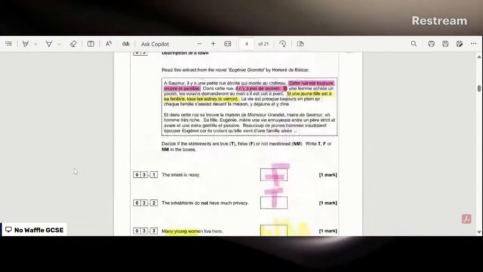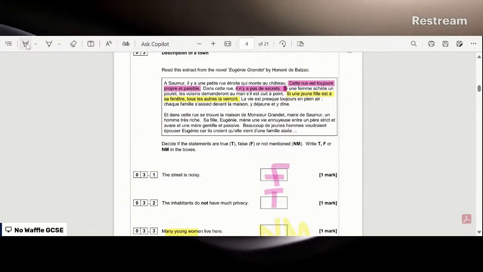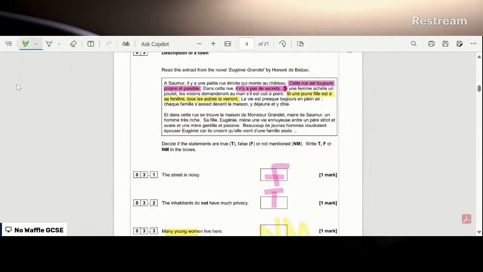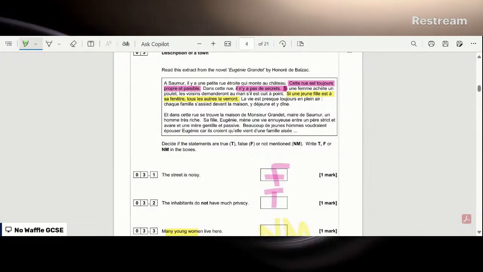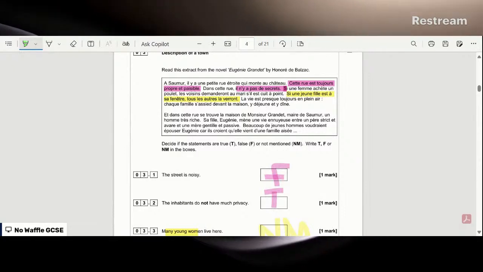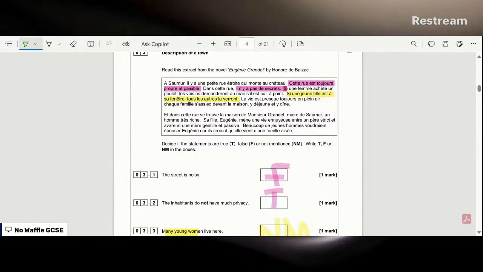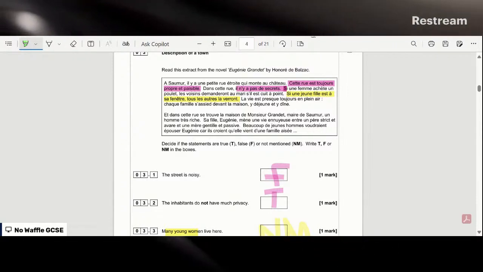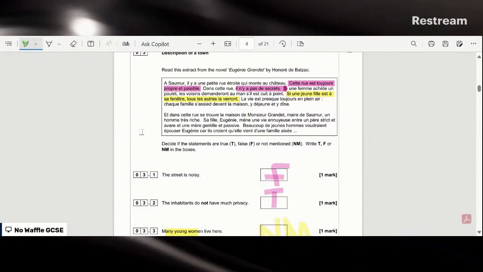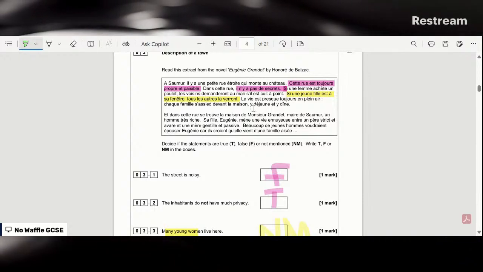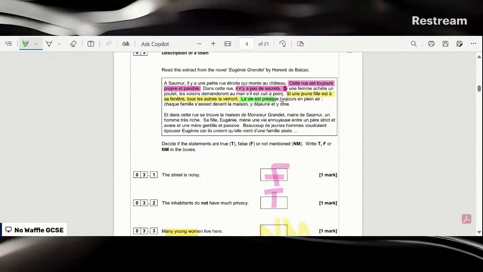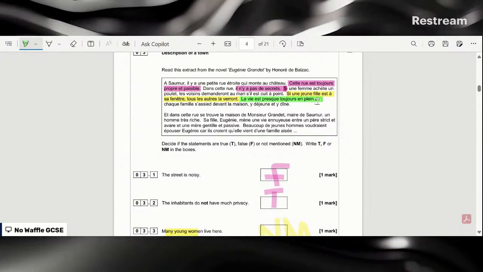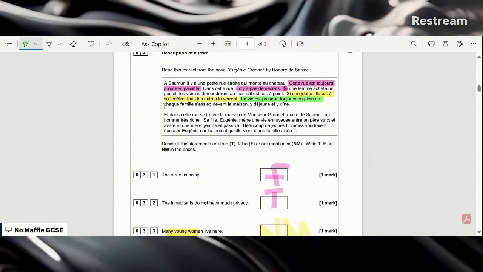Okay, continuing on. Eating outdoors is popular. So let's see if we can find a phrase which is linked to eating outdoors. So remember, eating outdoors is dehors. Let's see if we can find anything about that. La vie est presque toujours en plein air. So life is very close to fresh air.